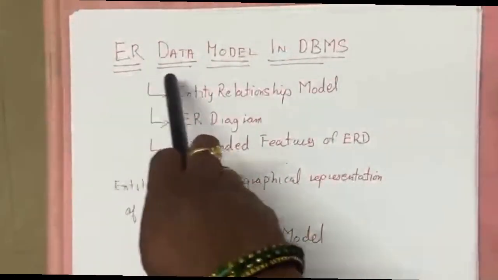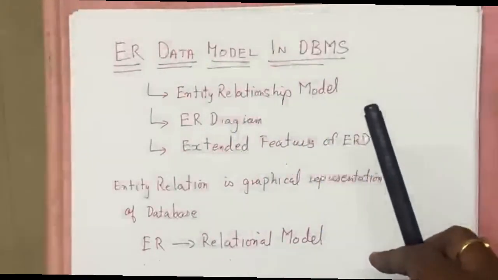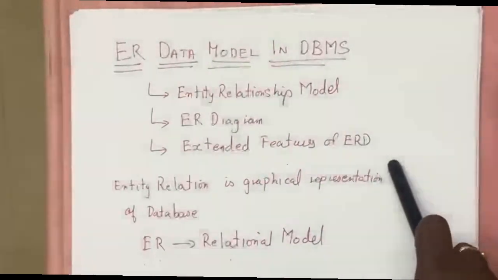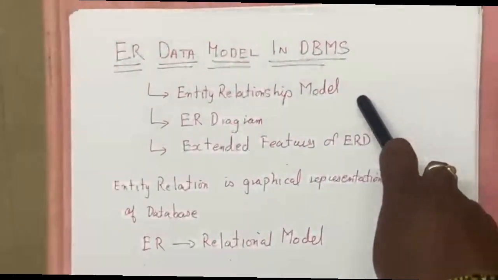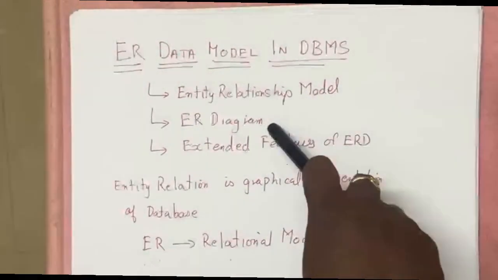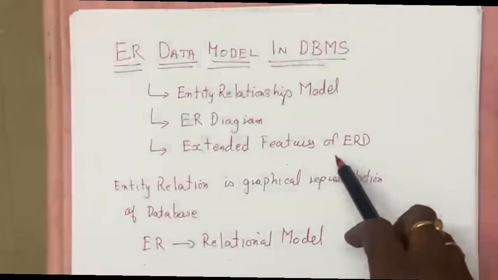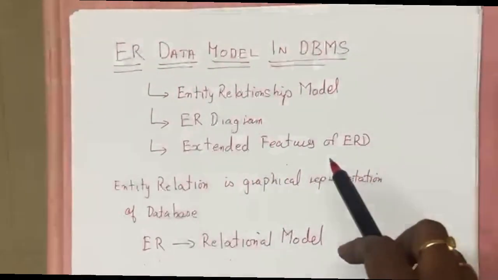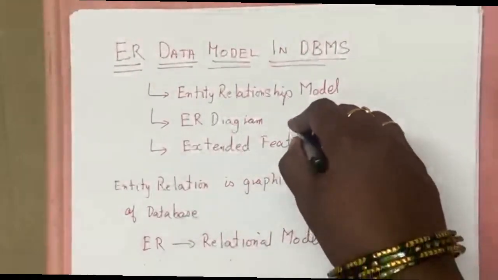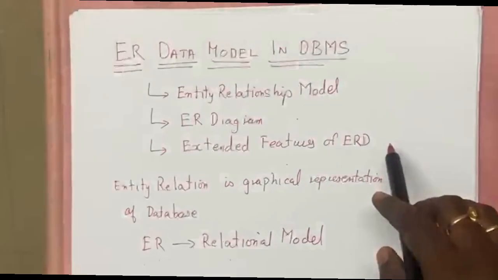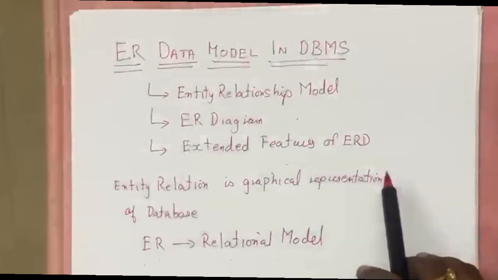To teach about ER data model in DBMS. When you see entity relationship model, there are three different things under which it can be classified. Entity relationship model, how it is represented when it is given as a diagram, and also the most important one, extended features of ER diagram. Because most of you would actually stop your learning at ER diagram, but when you are doing it in real time, extended features of ER diagram is very important.